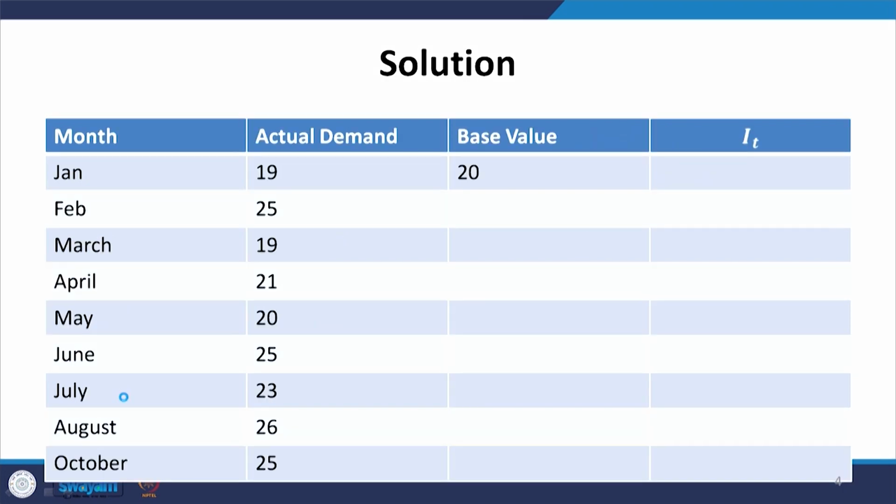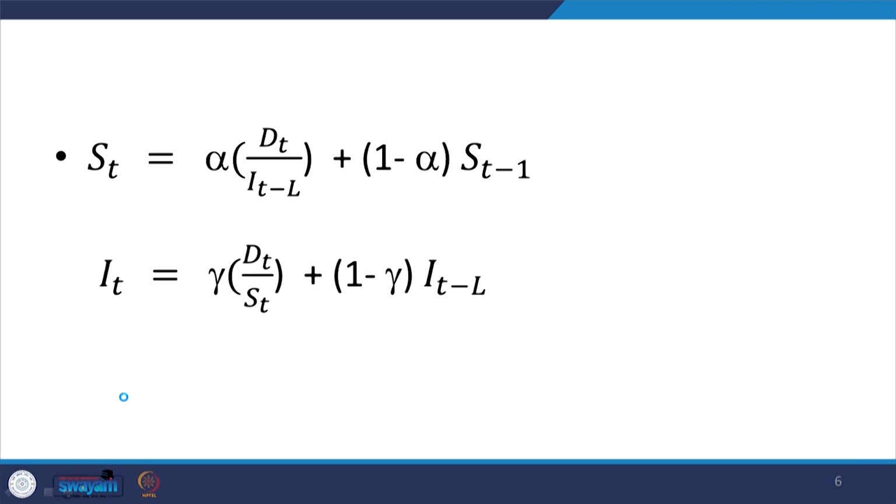For this purpose we have smoothing constants. One is alpha, which we know is for the base value, or the average value. In some books you get this word average. Second is gamma. Gamma is to smooth the fluctuations of seasonality.